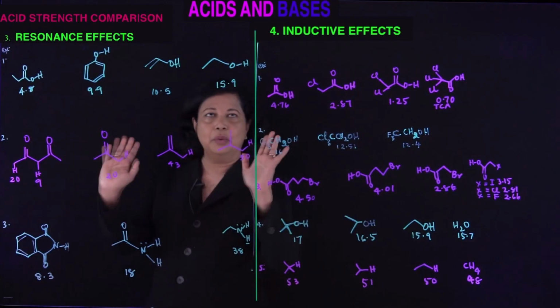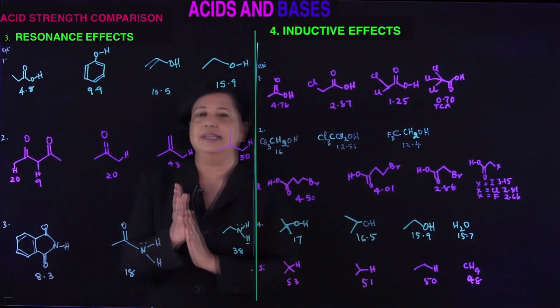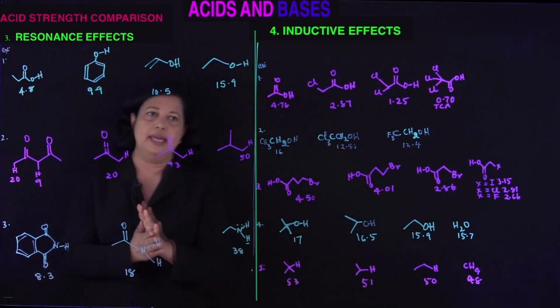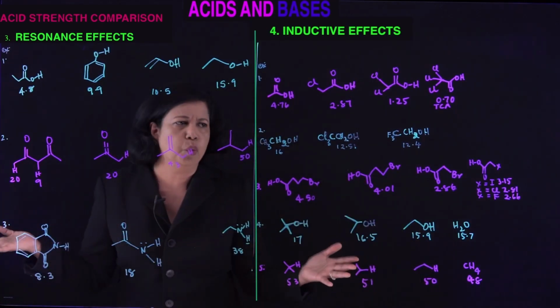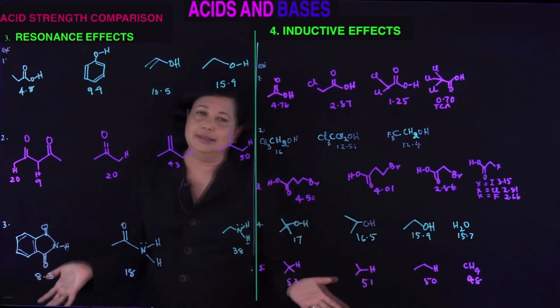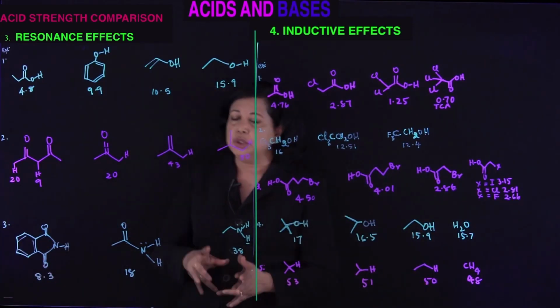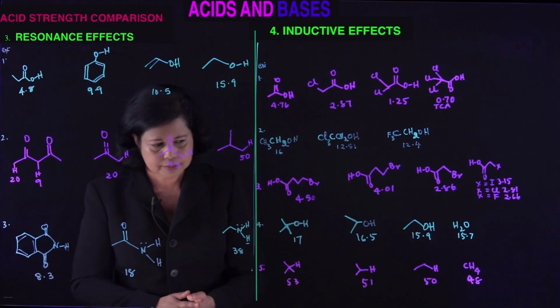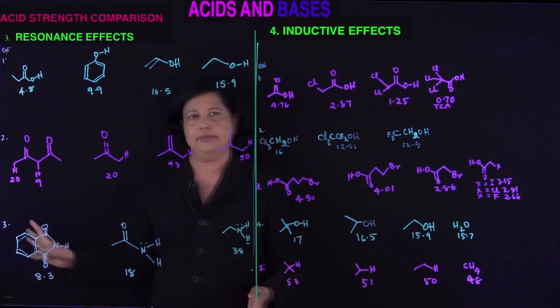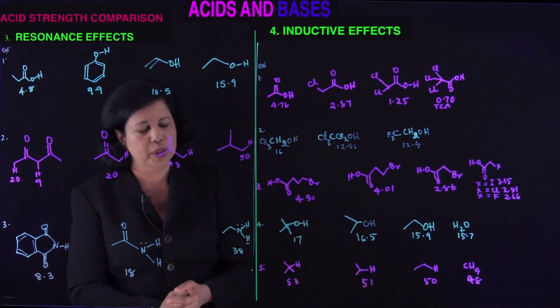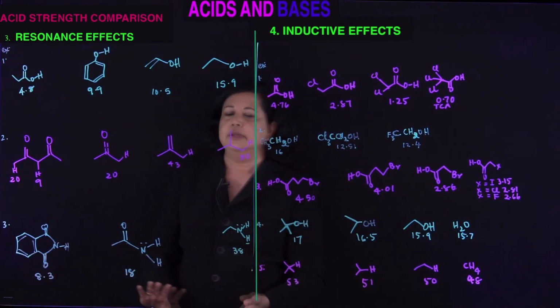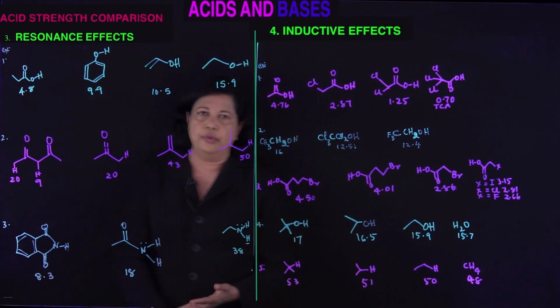Hello everybody, welcome back. Acids and bases. We're going to compare acid strengths and see why certain molecules are way more acidic than others. We talked about two effects last time. There are a total of 4 that we'd like to talk about. Actually, there should be 5, and the 5th one should be solvent effect. But for right now, let's just talk about 4.